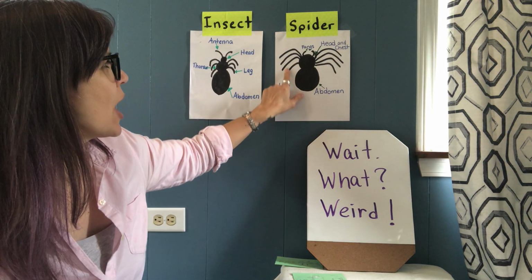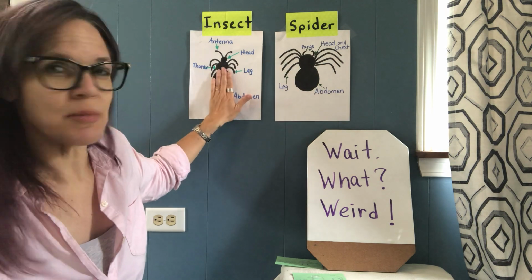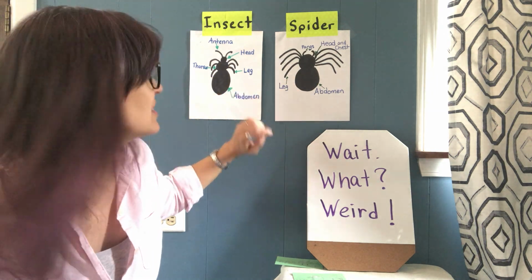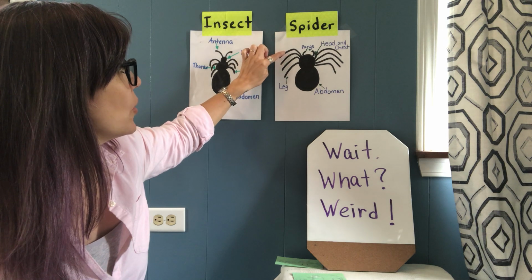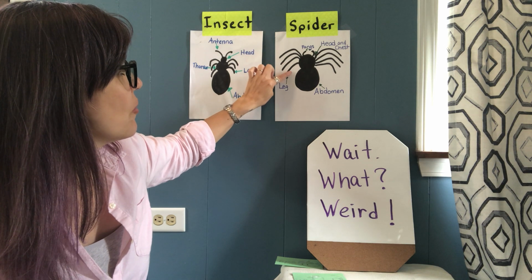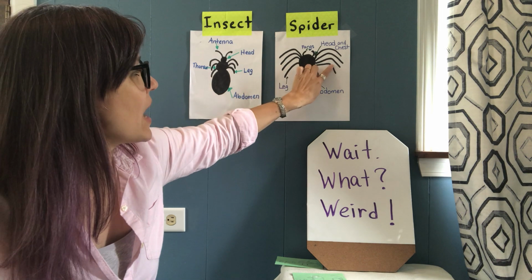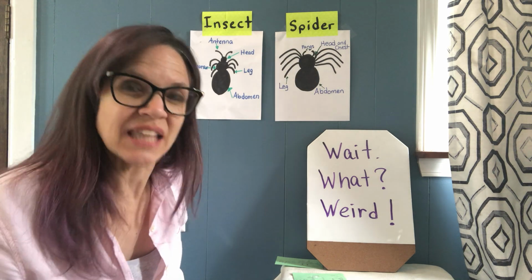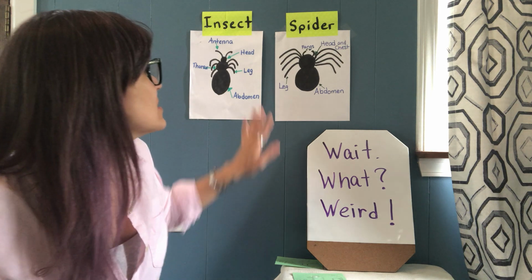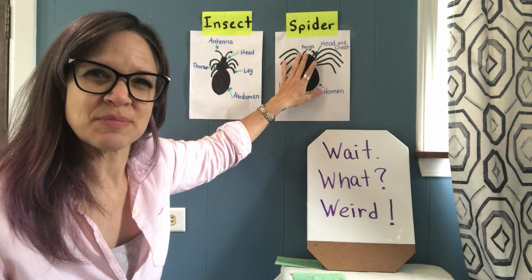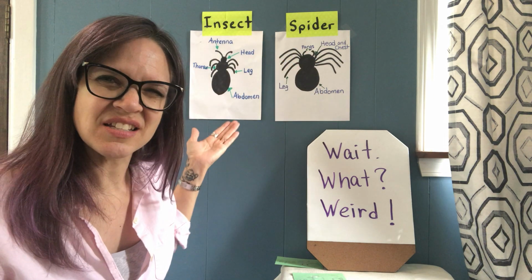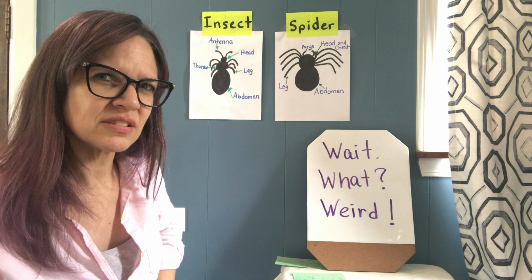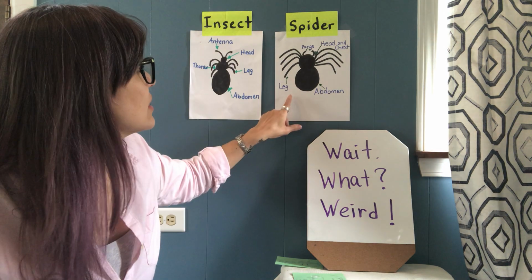And let's look at how many legs it has. Does it have the same number of legs as our insect? Let's count them. 1, 2, 3, 4, 5, 6, 7, 8. 8 legs. So is an insect the same as a spider? Is a spider an insect? What do you think? No.